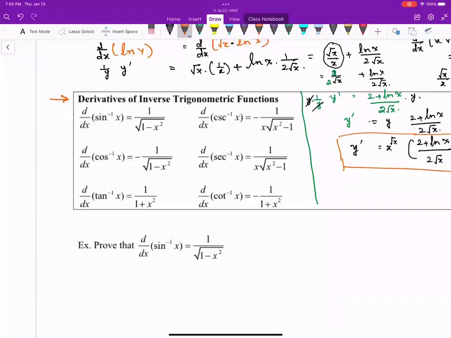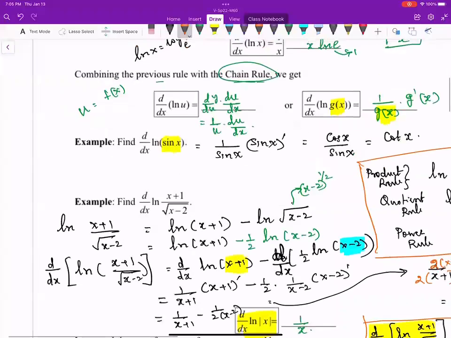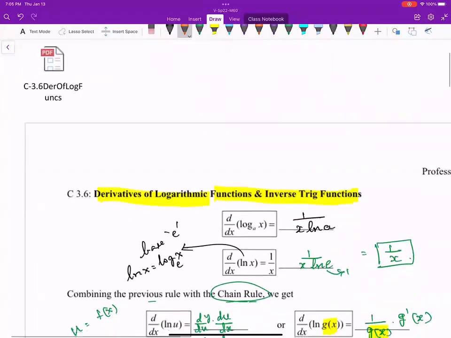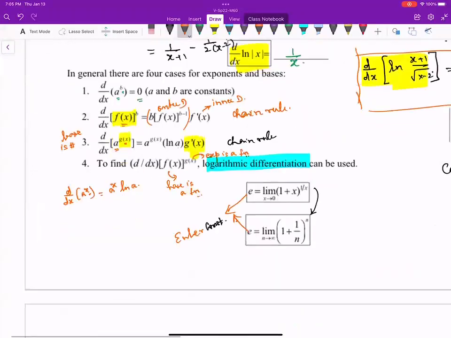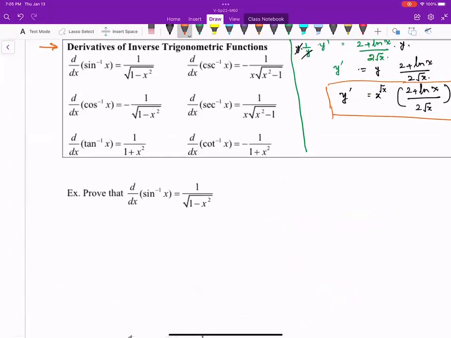Hello everyone, welcome back. This is part 2 of section 3.6, logarithmic derivatives and derivatives of logarithmic functions and inverse trig functions. So we have seen in part 1 of the video the derivatives of logarithmic functions, and we saw some examples. Now we will see how to find the inverse trigonometric functions and their derivatives.